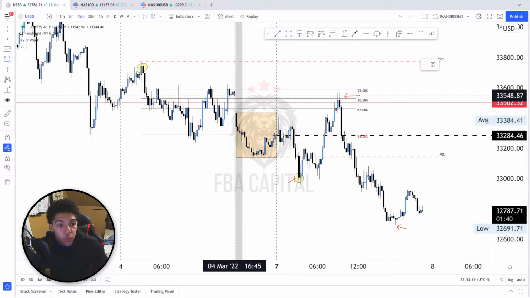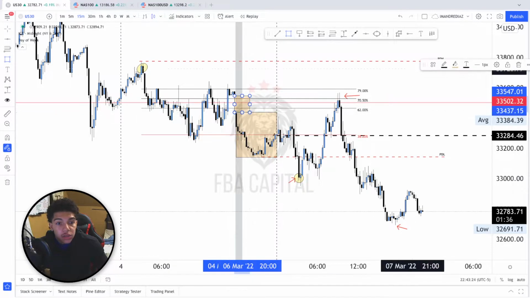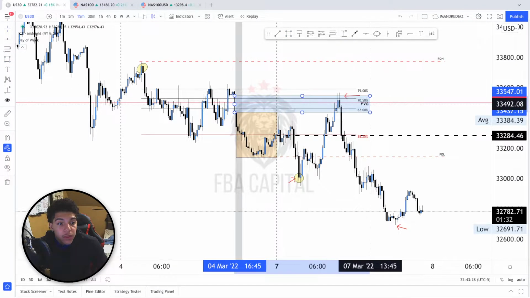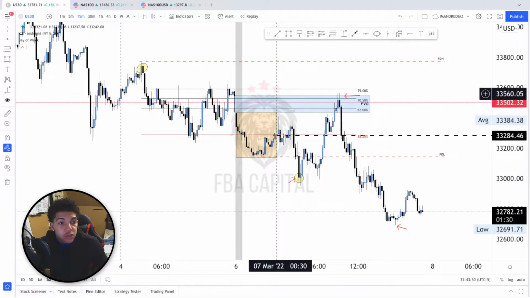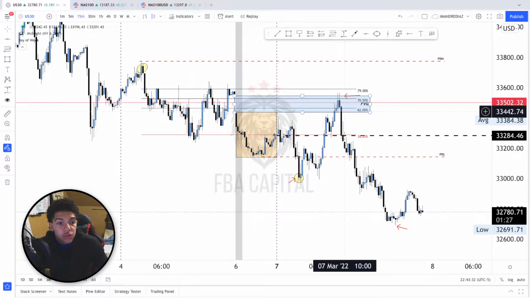What's another confirmation? Look to the left. When the market opened on Sunday, it left this gap in the market. So I'm just going to keep this as a fair value gap. And what happened? Price came up and filled it. And as soon as it filled it, price immediately started losing momentum and trying to close below 33,500.